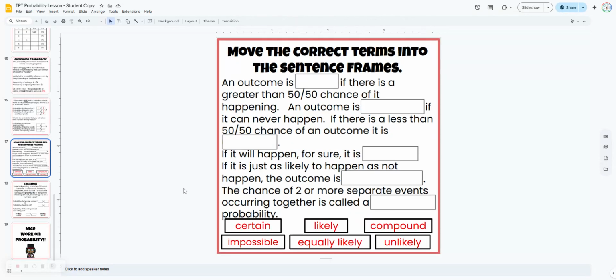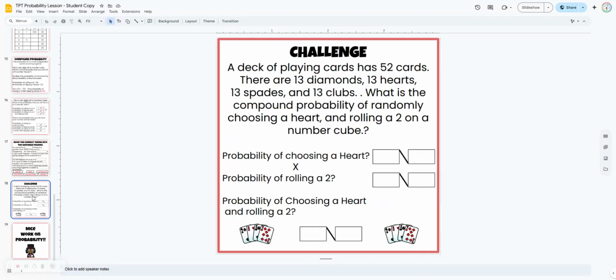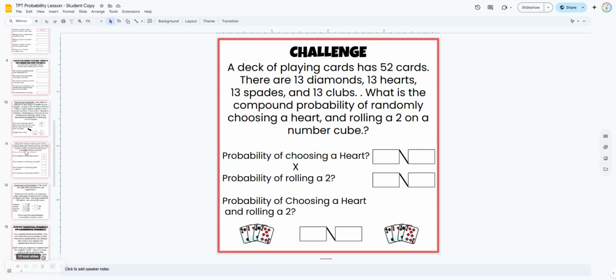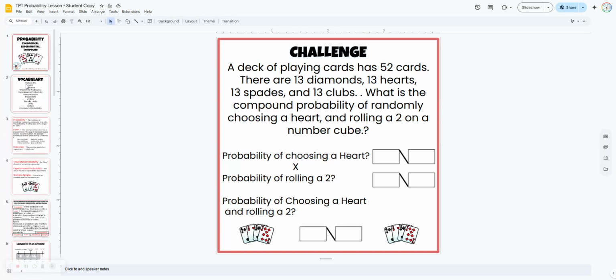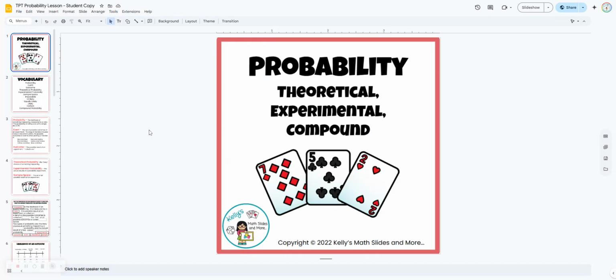They get down to slide 17. Again, we have some sentence frames. They're going to move these into the correct place. And then there's a little challenge for students who need a little bit more. We have a deck of playing cards, and students are going to find the compound probability of choosing a heart and rolling a 2 on a number cube. So that is a digital lesson of probability, theoretical, experimental, and compound.